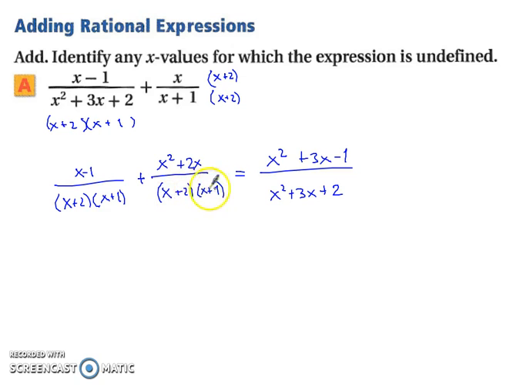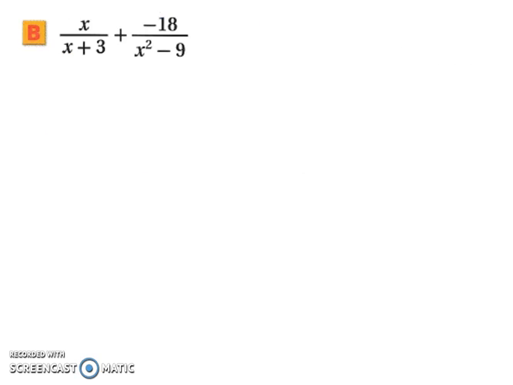Notice all I did was put this denominator back into its original form because that's what x plus 2 times x plus 1 equates to. And there you have it. Try this next one on your own. When you return to the video, the answer will be revealed below.